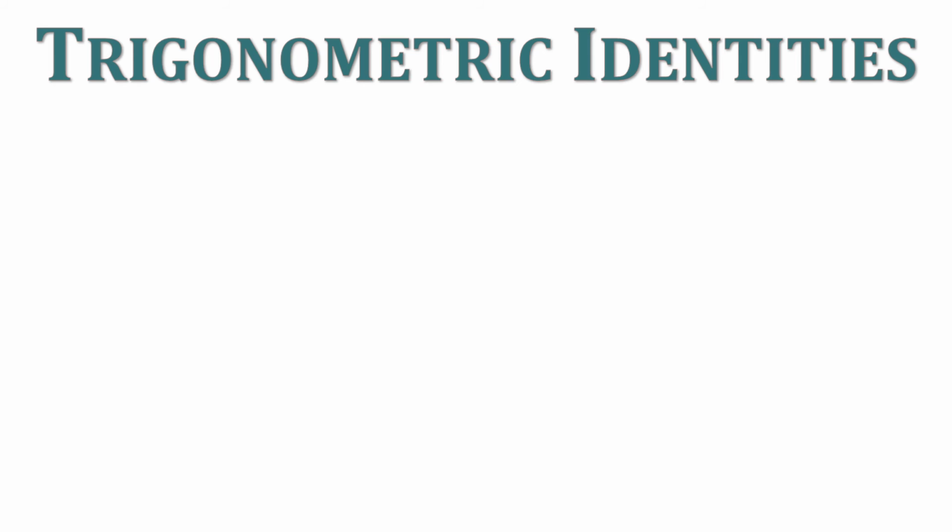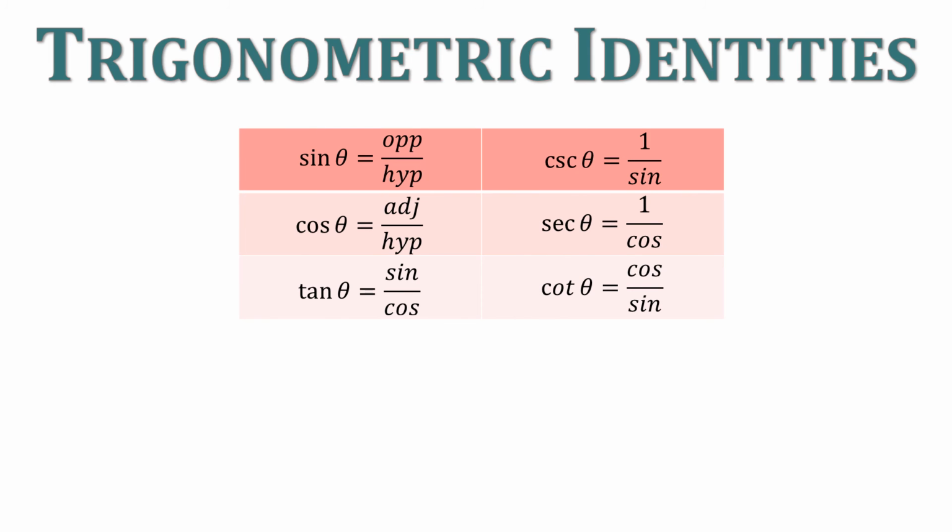Now let's talk about trigonometric identities. What we've been using this whole entire time has been our trigonometric identities. Knowing that sine is opposite over hypotenuse. Knowing that cosine is adjacent over hypotenuse. Tangent, sine over cosine. Cosecant is the reciprocal of sine. Secant is the reciprocal of cosine. Cotangent is the reciprocal of tangent. These are our most basic trig identities. There are so many more, but we're going to use these right now.